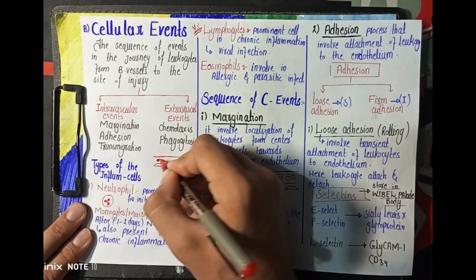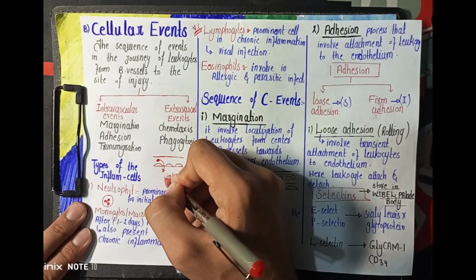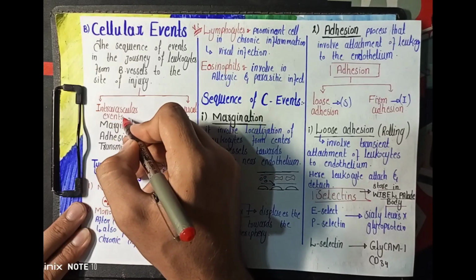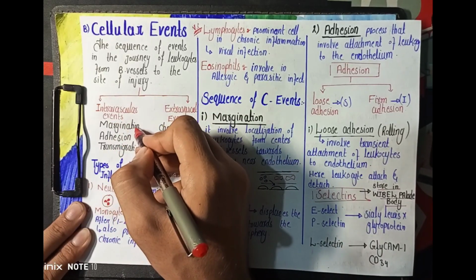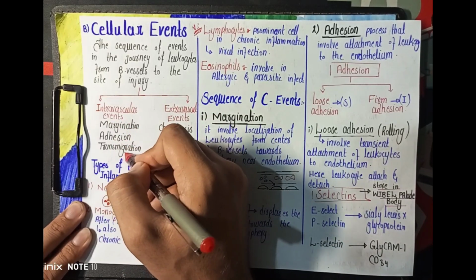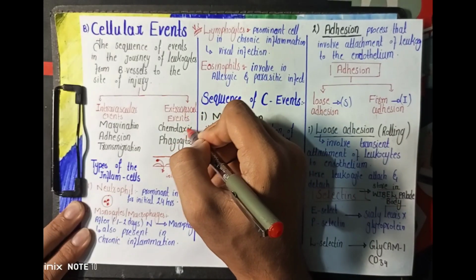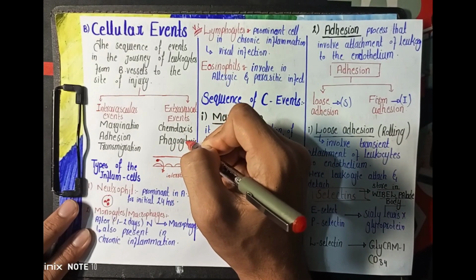The immune cells migrate from the blood vessel into the interstitium. And the cellular events may be intravascular events, which include margination, adhesion, and transmigration, which is also known as diapedesis. And the extravascular events include chemotaxis and phagocytosis.